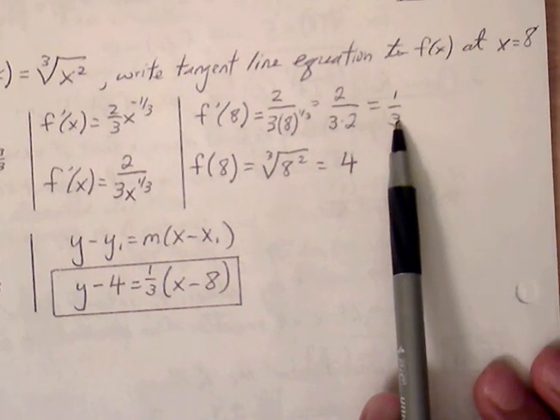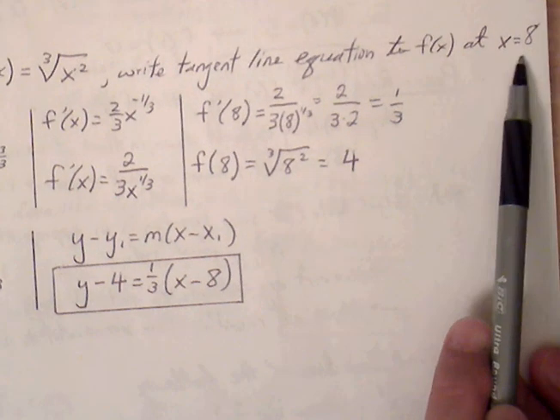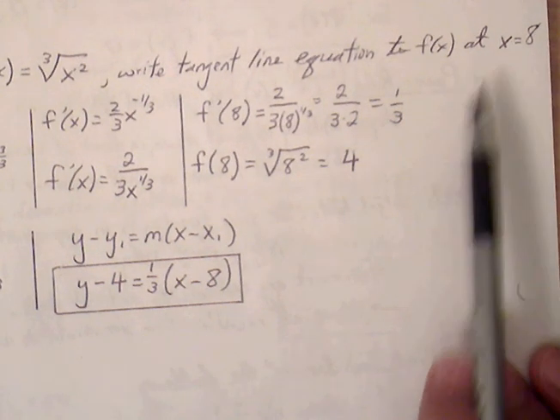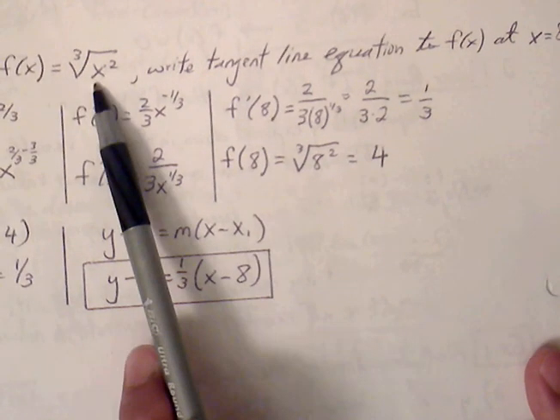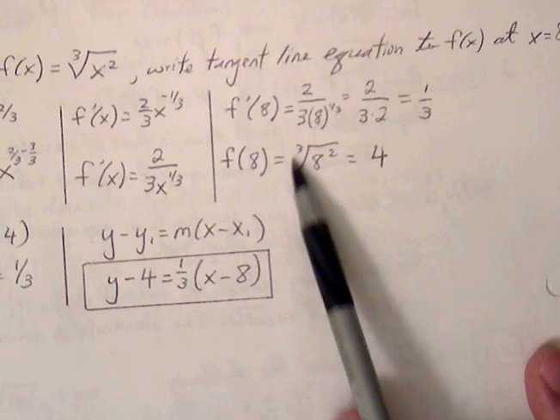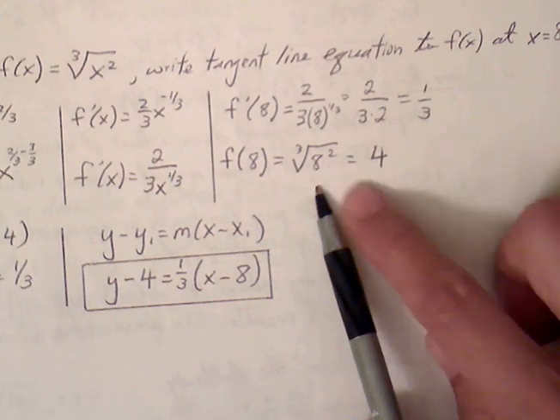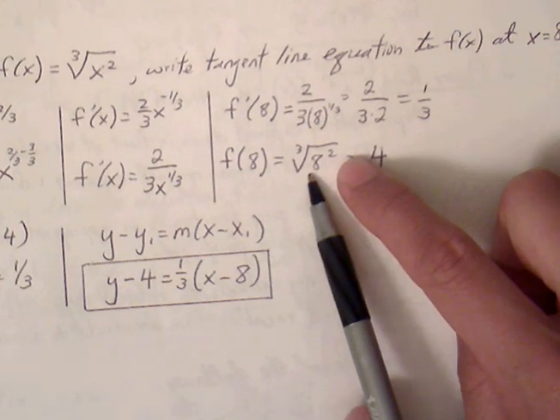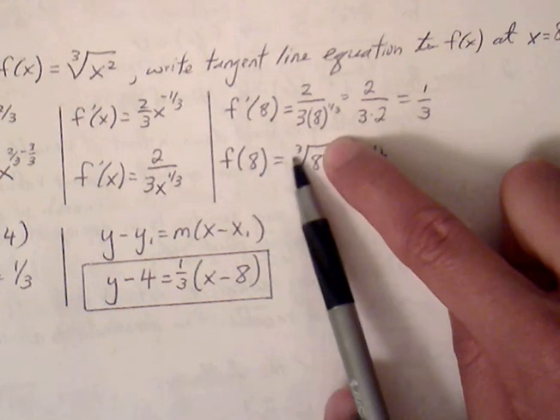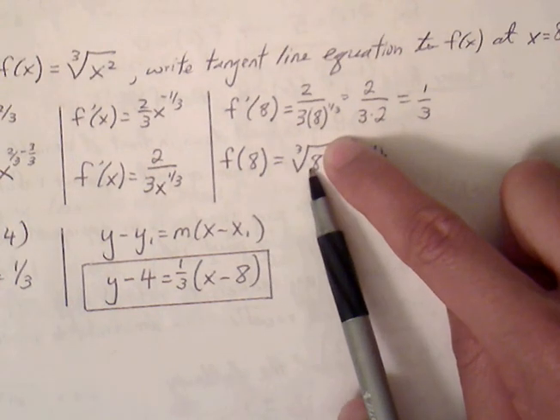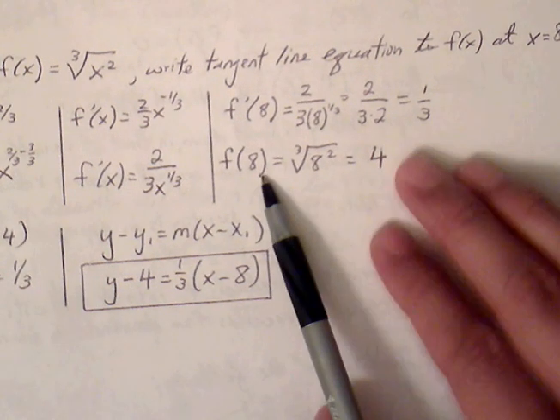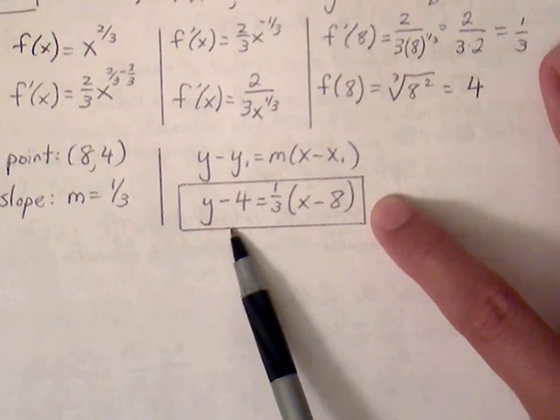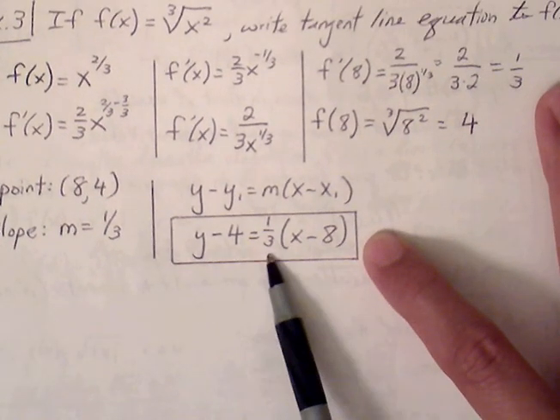We have the x value for the ordered pair, but we still need to find the y value. So we can plug 8 into the original function. And the cube root of 8 squared is simply 4 because we can decrease the value of 8 by taking the cube root first. So cube root of 8 is 2. And finally, 2 squared is 4. So our ordered pair is 8, 4. Our slope is 1/3. Plug into point slope. We get y minus 4 is equal to 1/3 times x minus 8.